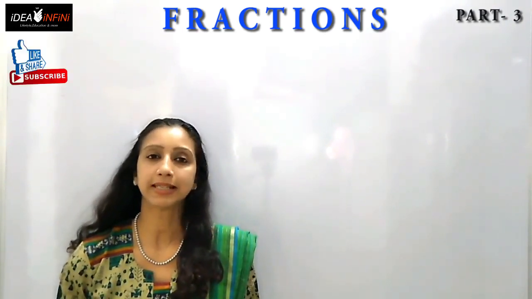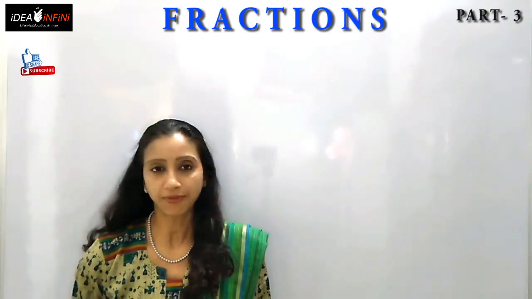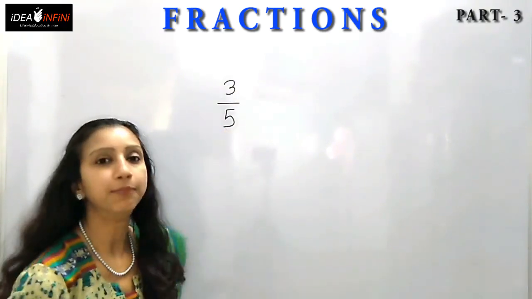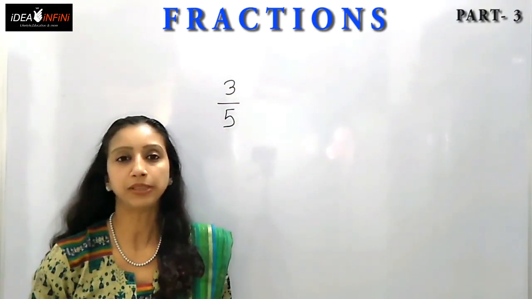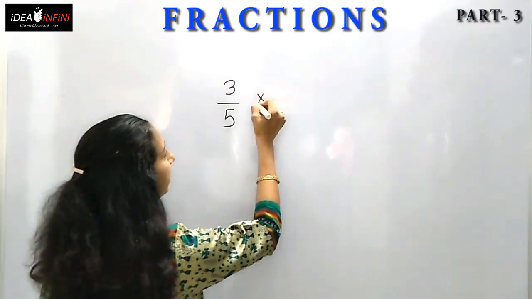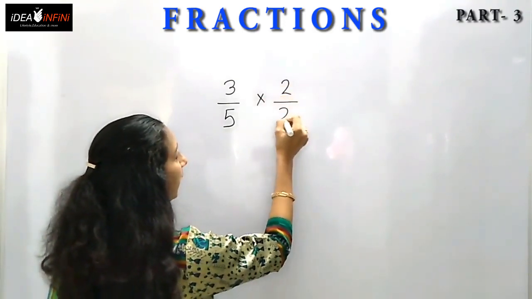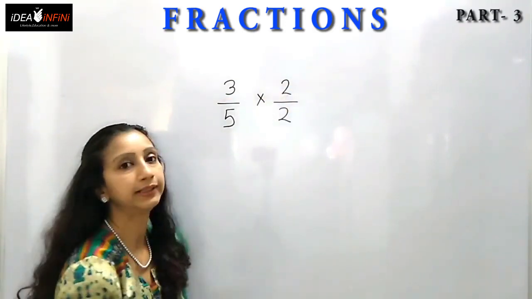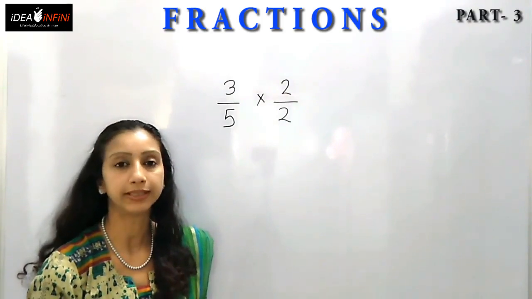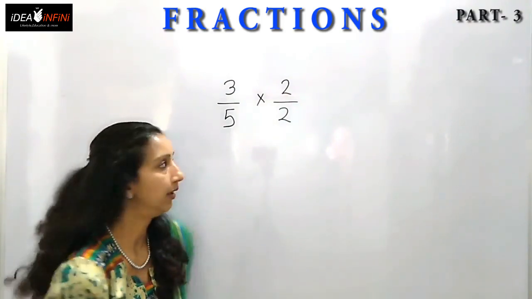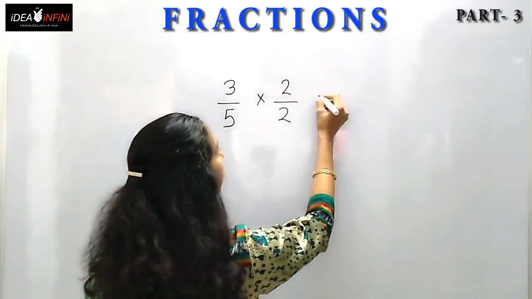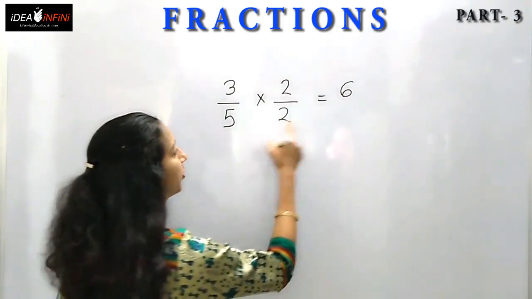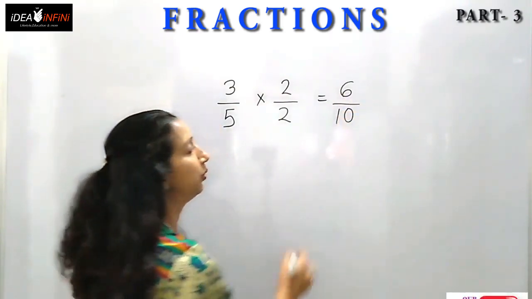Equivalent fractions in simple terms can be understood like this. If I have a fraction 3 by 5, and I multiply the numerator and the denominator by the same quantity, suppose I am multiplying this by 2 and here also by 2, 2 by 2 is actually 1. So when I am multiplying the numerator and the denominator by the same quantity, I am multiplying by 1. It will not change the value. So here 3 into 2, the new numerator will be 6. 5 into 2 is 10. This is the new denominator.